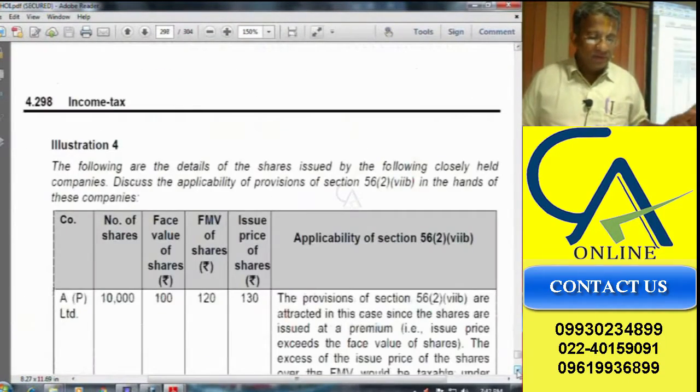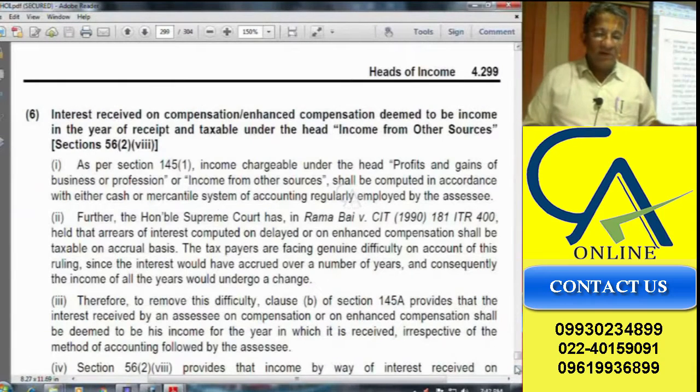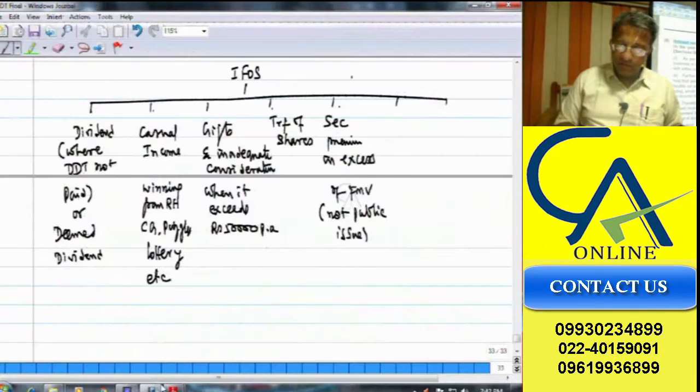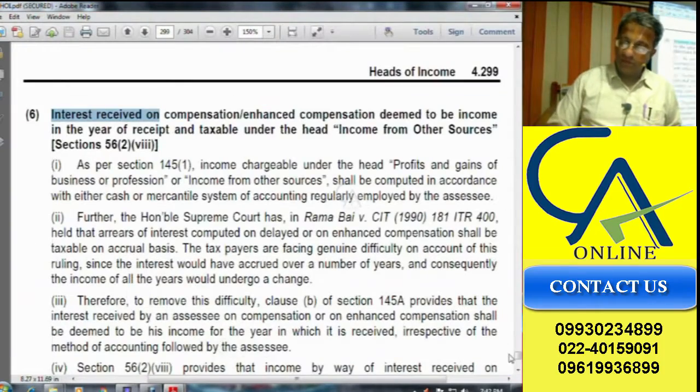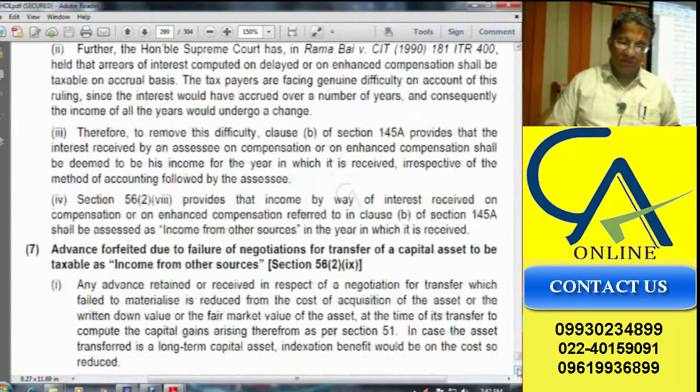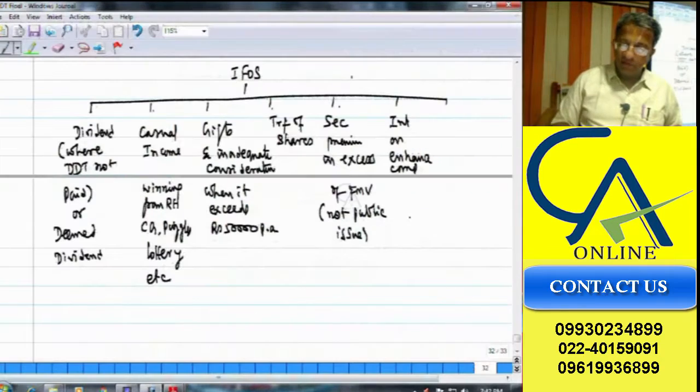Sixth. I will just go by the same order as you refer to it. Next one, interest on interest received, interest on enhanced compensation. This is the latest feature.